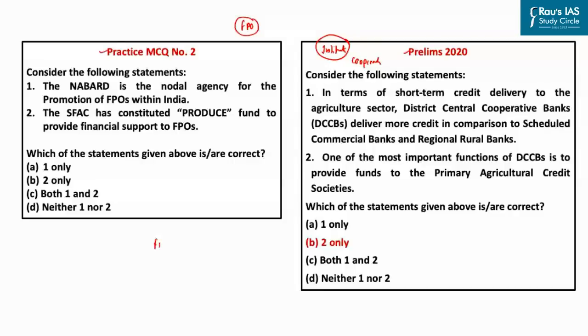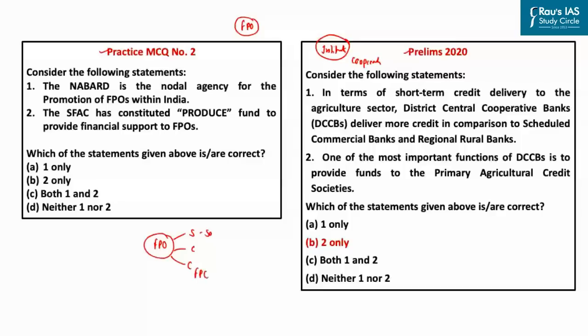In case of an FPO, a group of farmers come together, and this FPO can be registered as a society under the Societies Registration Act. It can also be registered as a cooperative under the Cooperative Societies Act, and it can be registered as a company under the Companies Act 2013. If it is registered as a company, then it will be called a farmer producer company.